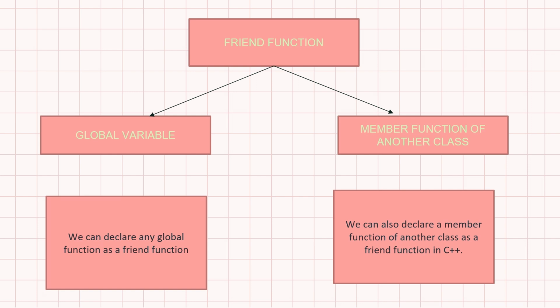The friend function is of two types. First is a global function, and the second is a member function of another class as a friend function. We can declare any global function as a friend function, and we can also declare a member function of another class as a friend function in C++.